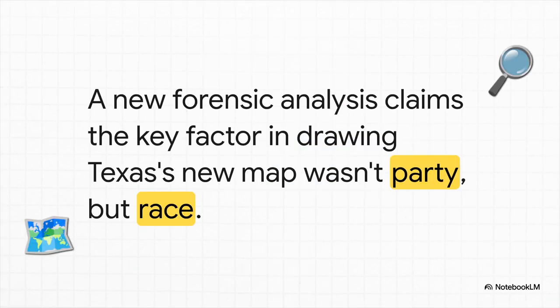There's this new forensic analysis of the latest Texas congressional map, and it makes a really powerful argument. It says that when those lines were being drawn, the biggest factor, the key variable, wasn't about which political party would win. It was about race. Let's see how they build that case.